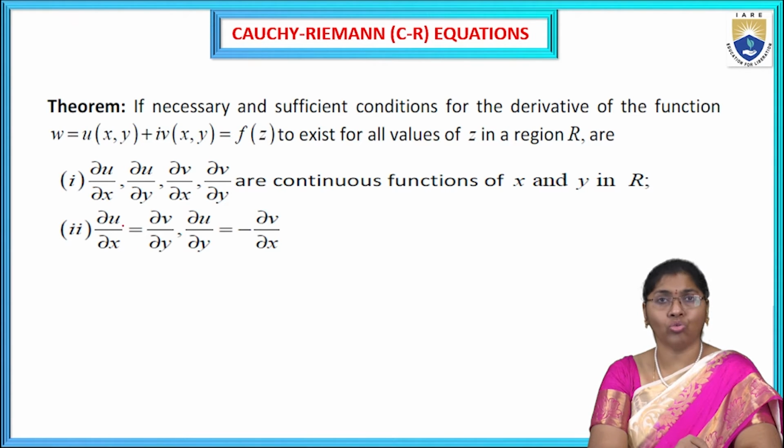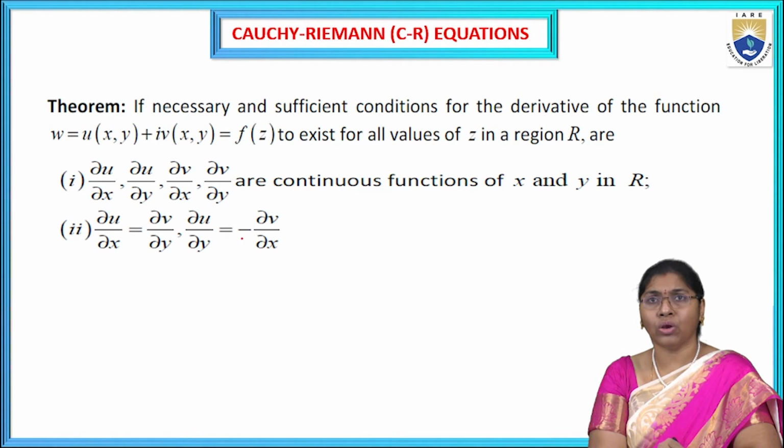Then the condition is ∂u/∂x equal to ∂v/∂y, and ∂u/∂y equal to minus ∂v/∂x. Then it is called that the CR equations are satisfied.